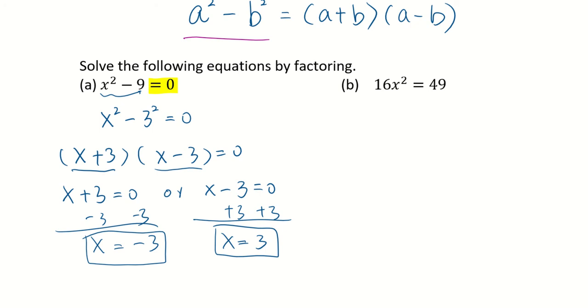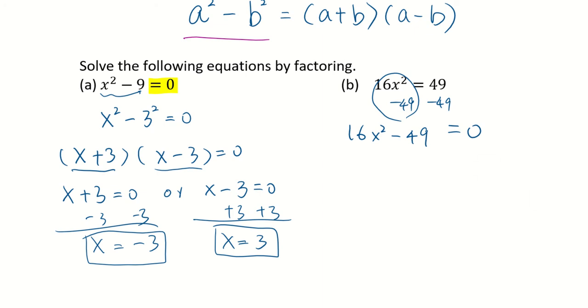Now let's look at b, 16x squared minus 49. First of all, it is a quadratic equation. We want to leave one side equal to 0. So I will subtract 49 on both sides. So you have 16x squared minus 49. Pay attention, do not combine these two terms here because they are not like terms. One is with x squared, one is without any x. Now let's factor the left side.